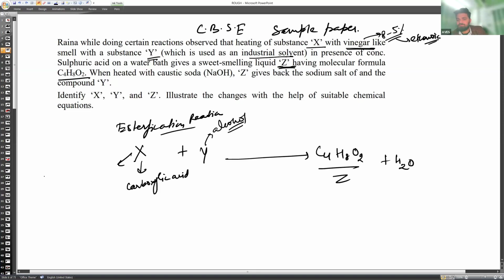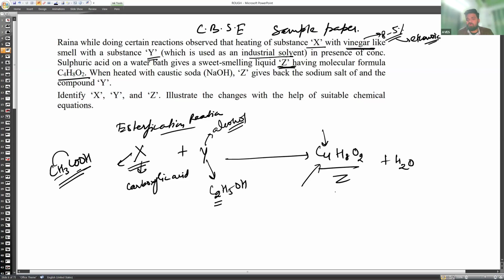Are you getting what I'm saying? Yes, sir. So it is CH3COOH. Two carbons have been used here, and the total ester is going to have 4, so it must be a 2 carbon alcohol. It is C2H5OH, because the 2 from here and 2 from here will make the 4. So it is a 2 carbon alcohol. Got it?